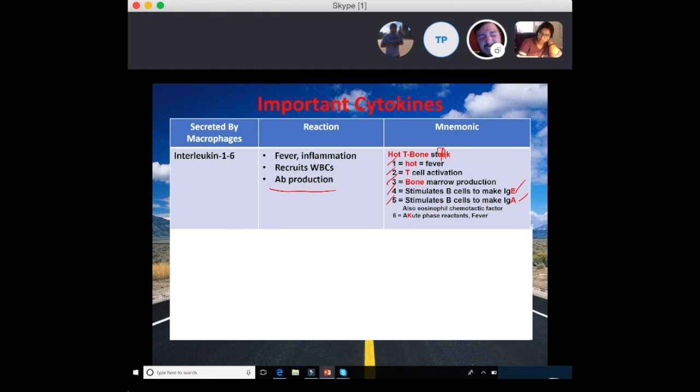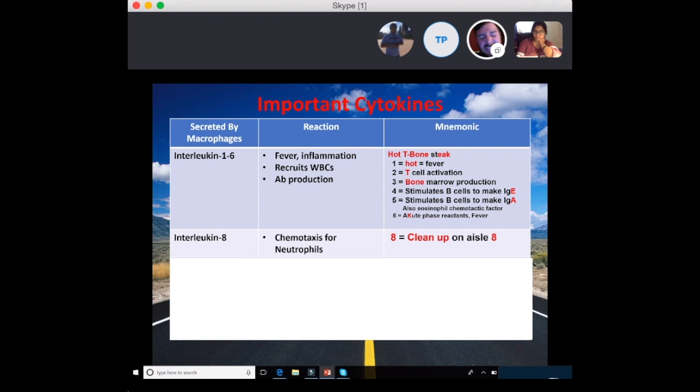And then the K is for acute phase reactants, sort of. And IL-6 is also a big player in fever. So that is one hot T-bone steak.